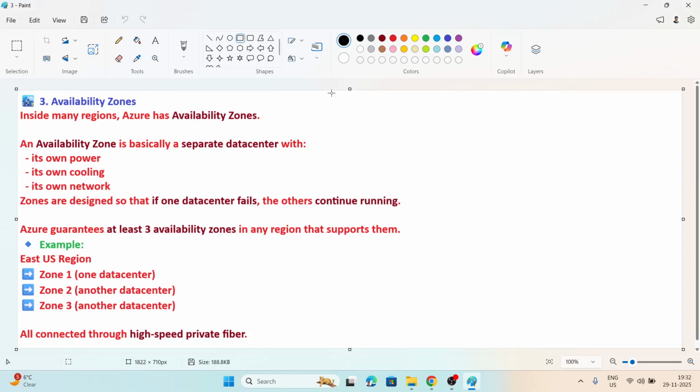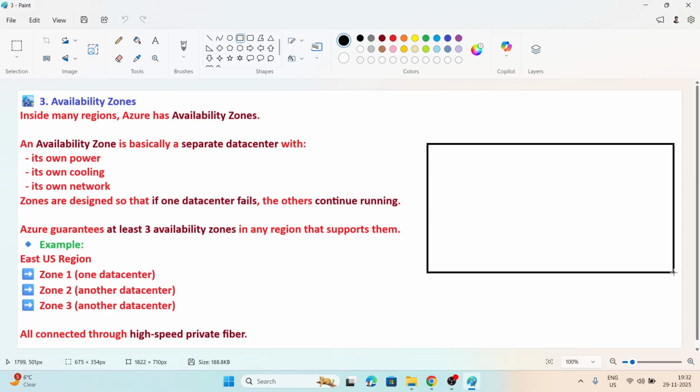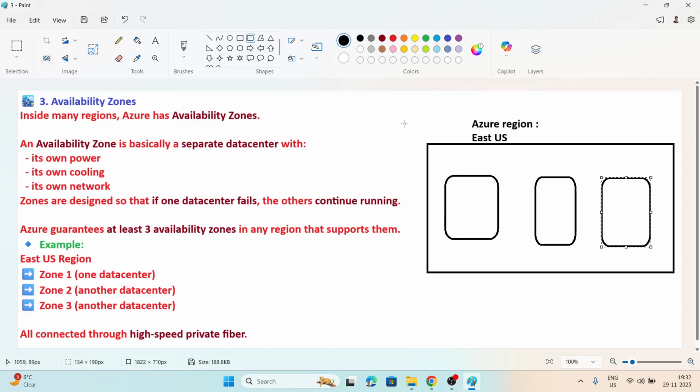So let me explain. Let us assume this is an Azure region, and this is East US. So in this region, there must be 3 availability zones: zone 1, zone 2, zone 3. So we have a choice. We can put our resources in only one zone, or we can put our resources in the third zone, or in all the 3 zones. It depends upon us.